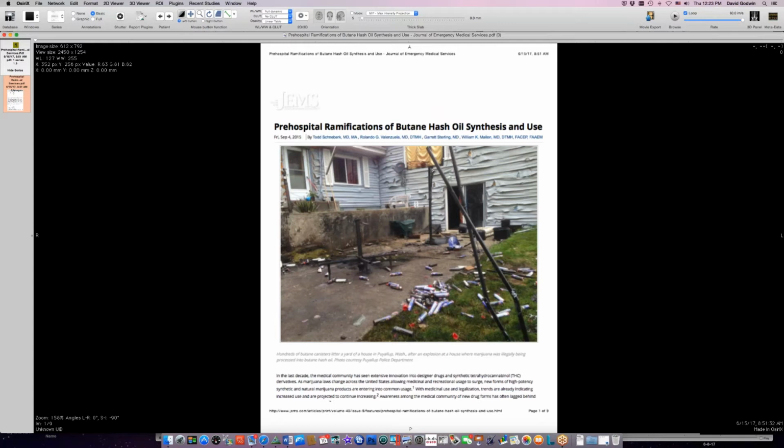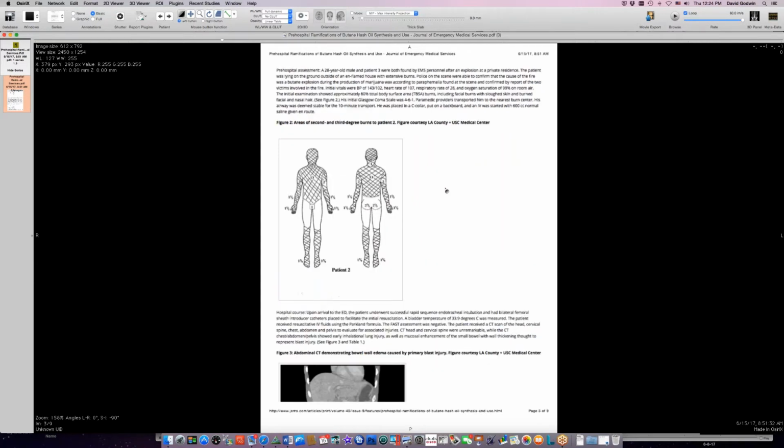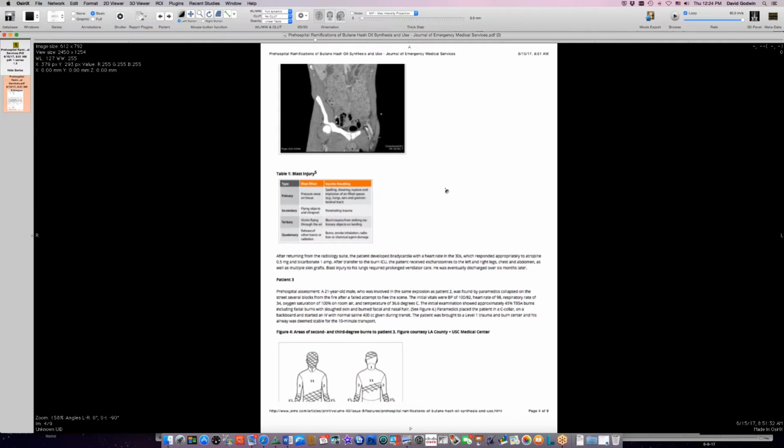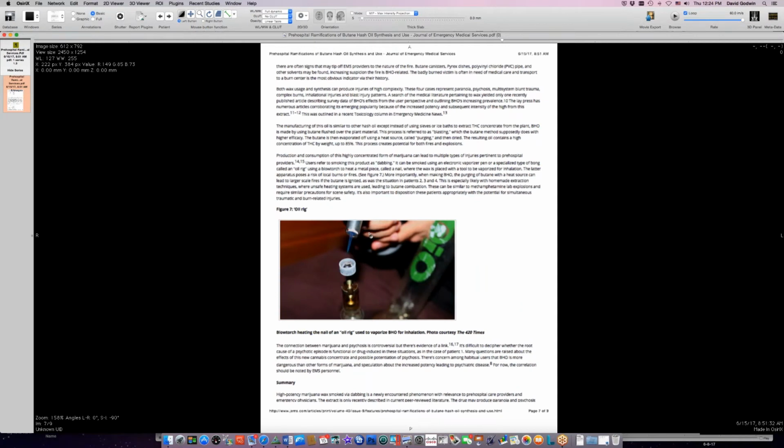So there are lots of ramifications of this butane hash oil. This dab stuff is sometimes called hash oil, meaning you extract the marijuana with a solvent. And what it tends to do is blow up on people. So there are a lot of people who come into the hospital with burns or inhalational injuries from this. So here's the sort of stuff that you extract. Then you heat this on a hot surface and inhale the vapors. This article is describing people who came to the emergency room with, in this case, pneumomediastinum and burns on their bodies and stuff like that.